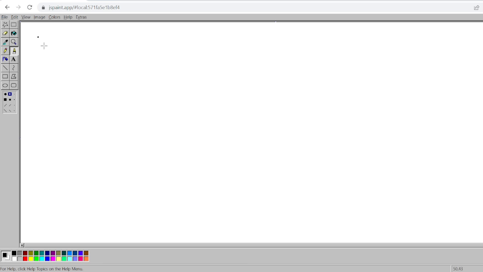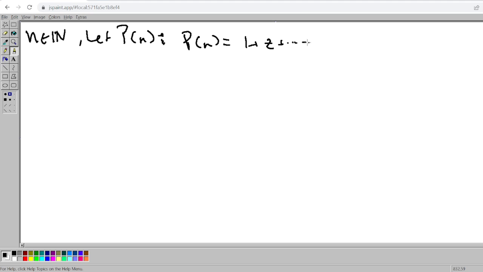Okay, so we have, for an n in natural numbers, let P(n) be that P(n) is equal to 1 plus 2 plus ... plus n is equal to n(n+1)/2. Okay, that's basically just the sum.